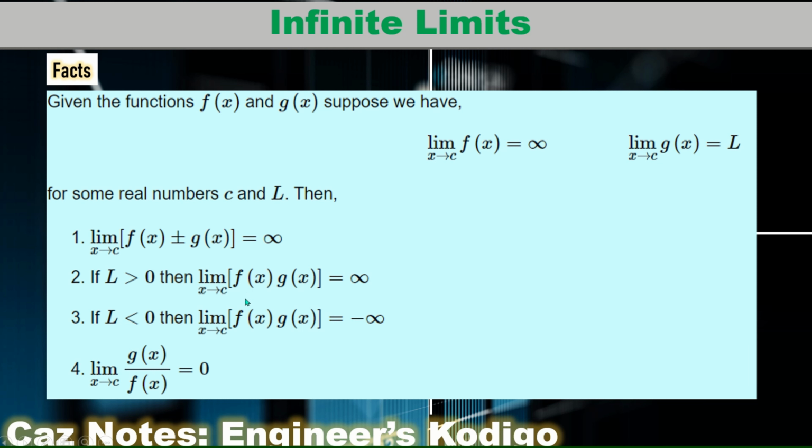Last fact about infinite limits. The limit of the function g of x divided by the function f of x as x approaches c is equal to 0. Well, yes, if we are going to divide a constant number by a very large number, that value will approach 0, and that means its limit will be 0. Okay, so I think that's all for today, and I hope you learned something regarding our short discussion about infinite limits.